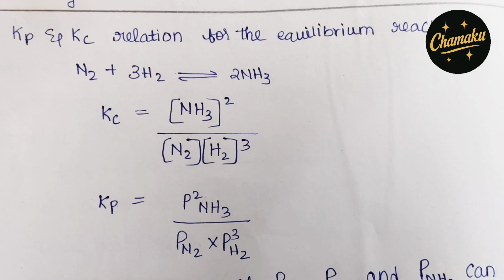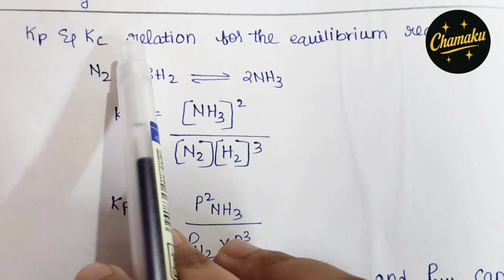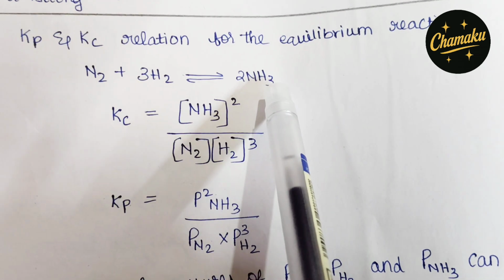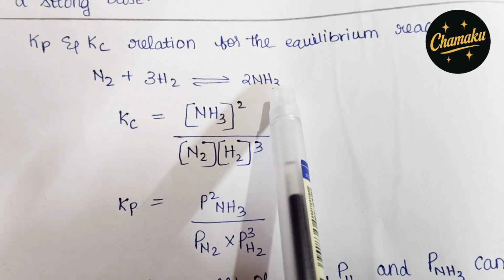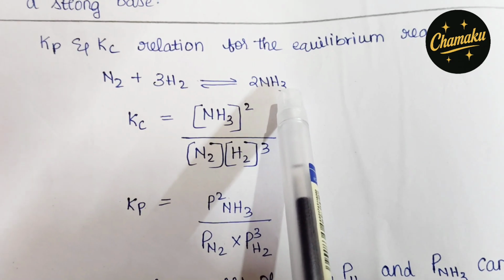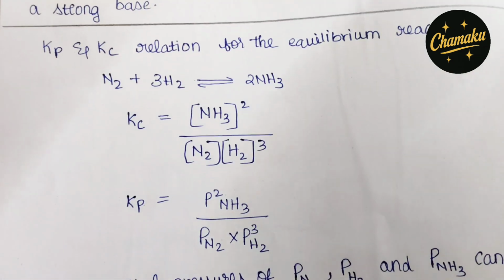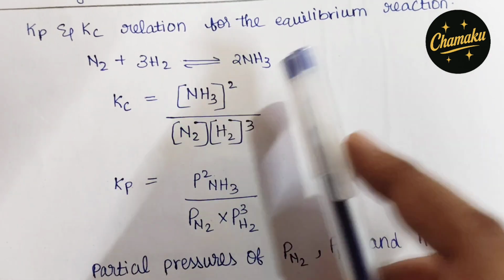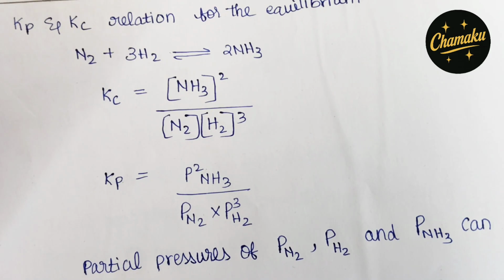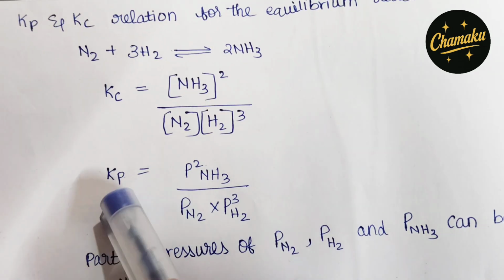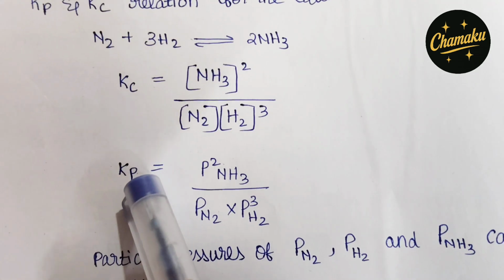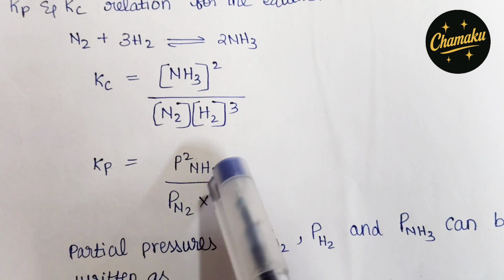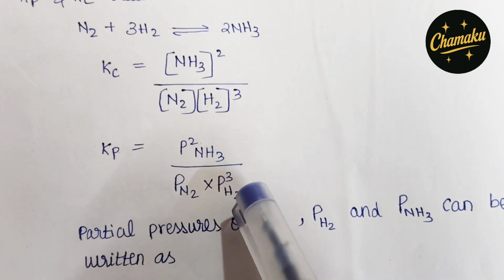Next question, derive the relation between Kp and Kc for the following reaction. So they will be giving an equation, so we have to find out the Kp and Kc relation for the equilibrium reaction. Okay, so this is the reaction. Now let's find out the Kp and Kc relation. So Kc is equal to [NH3] whole square by [N2] and [H2] whole cube. Okay, so in the Kp, so it is pressure, right? So we have to apply pressure, P square NH3 by PN2 into P cube H2.